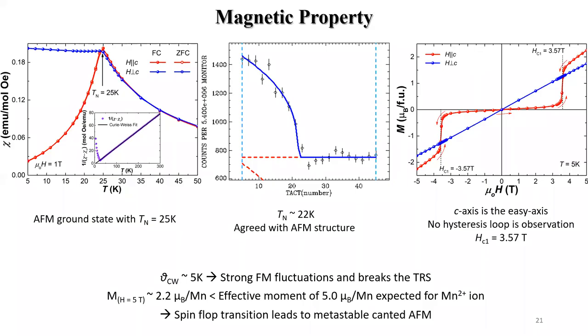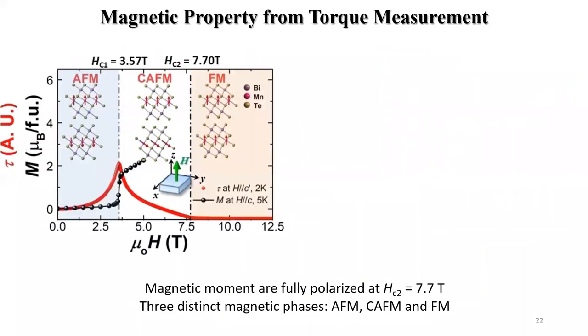The other important thing I need to draw your attention to is, as you can see, when we measure up to 5 Tesla in this system, the magnetization does not saturate. Because we have manganese inside the system, we expect to have an effective moment around 5 Bohr magnetons. So this is not the case. In order to understand it, we ran the pulsed field measurements to very high field. In this case, I showed up to 12.5 Tesla. As you can see, the red color is our pulsed field measurements, and there's a transition around 7.7 Tesla.